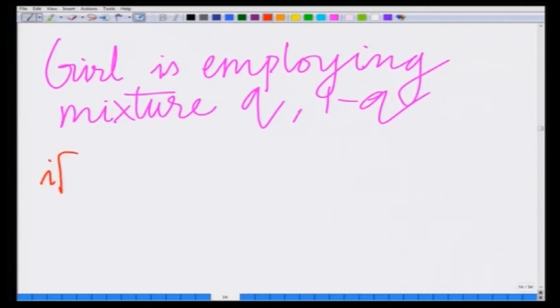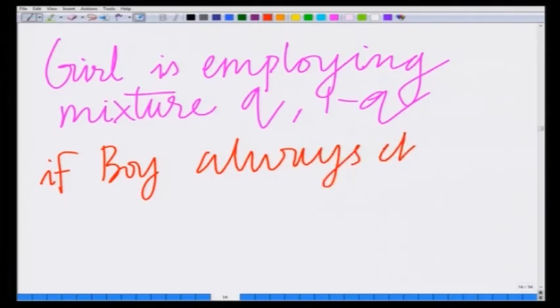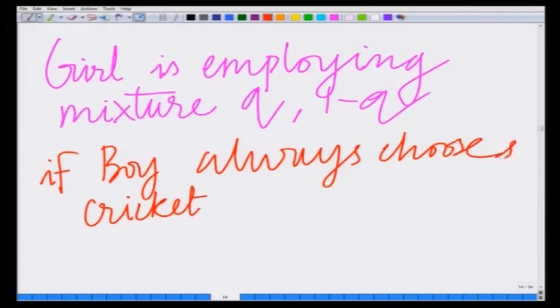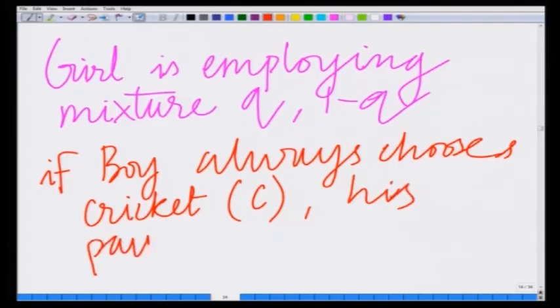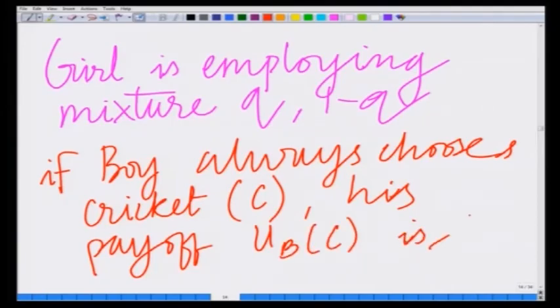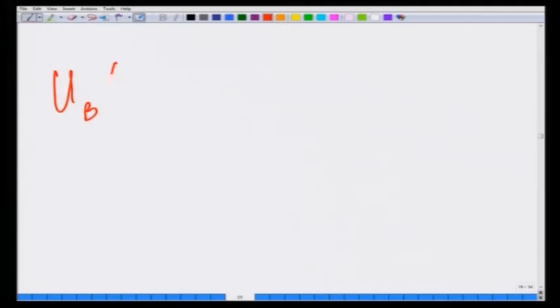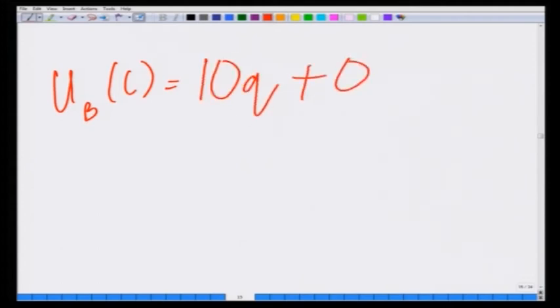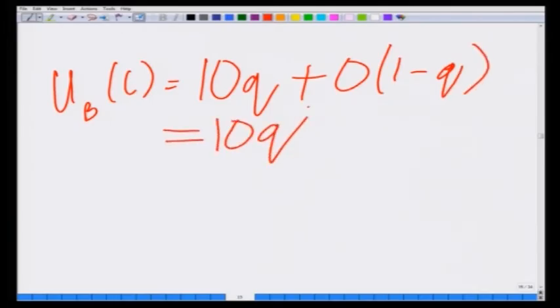If the boy always chooses cricket, that is C, his payoff U B of C is equal to 10 times q plus 0 times 1 minus q, which is equal to 10 times q.